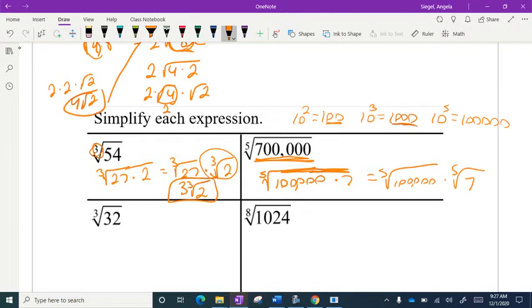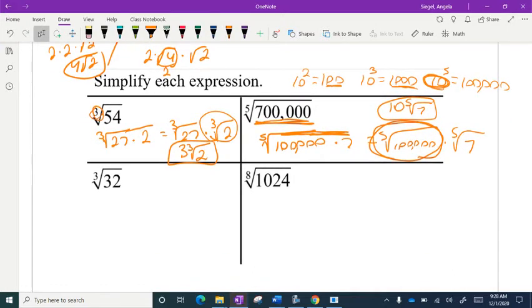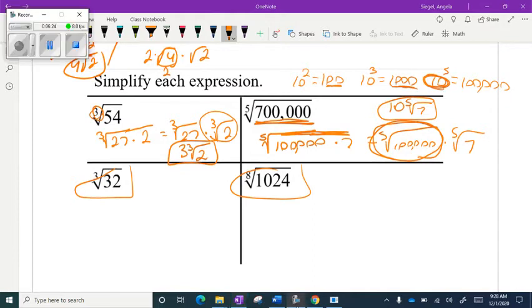So I could take the 5th root of 100,000 times 7 and it would work. So just kind of be on the lookout for that. If those match up, that's kind of a nice trick. So the 5th root of 100,000 is 10. So my answer is going to be 10 times the 5th root of 7. Okay, so these two are 2 others. See what you can do with those.